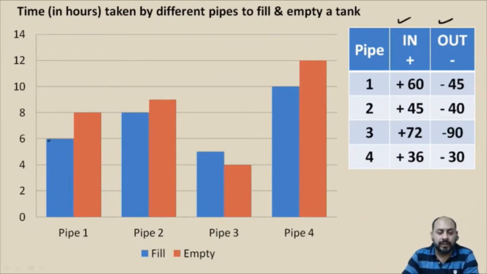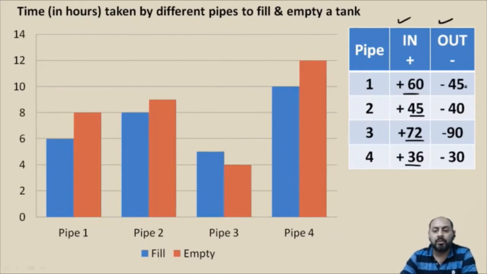So 360 divided by 6 would give me 60. 360 divided by 8 would give me 45. 360 divided by 5 would give me 72. And 360 divided by 10 would give me 36. So these are the efficiencies or the outputs of these pipes in terms of how many liters of water they are letting into the tank.